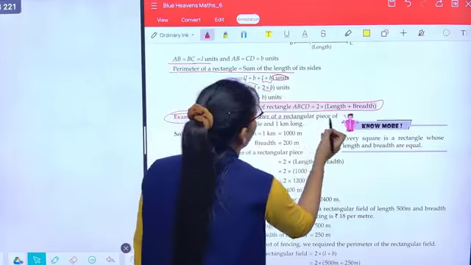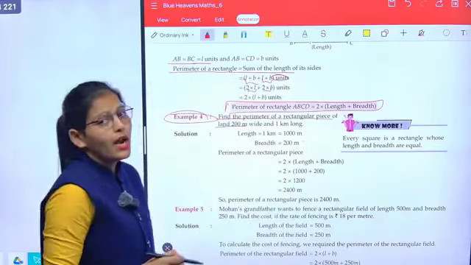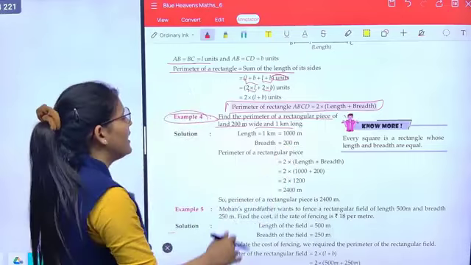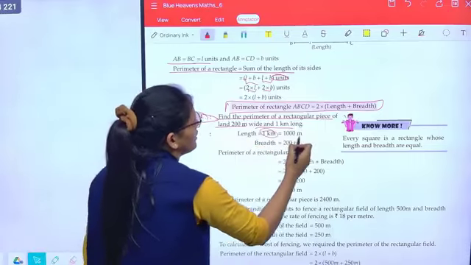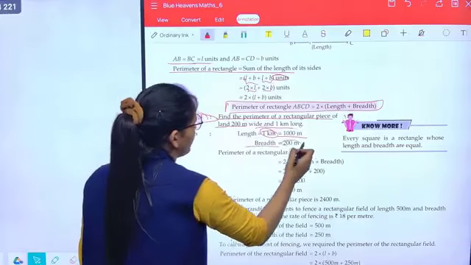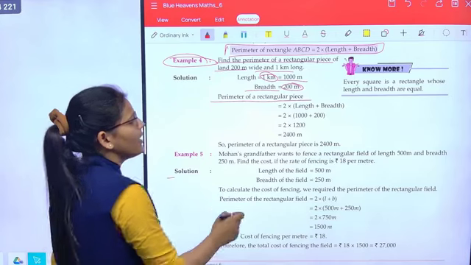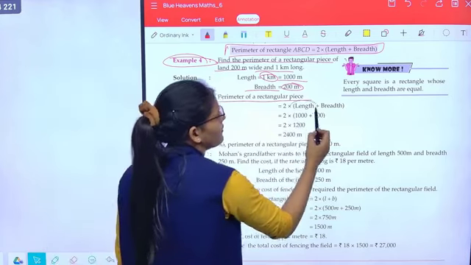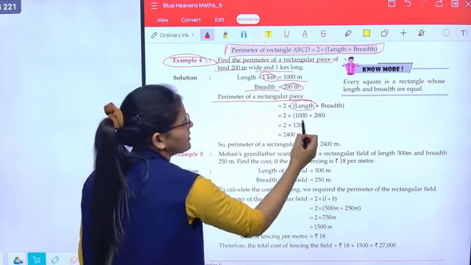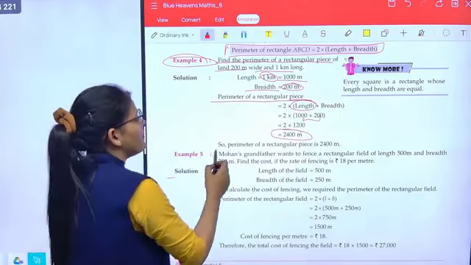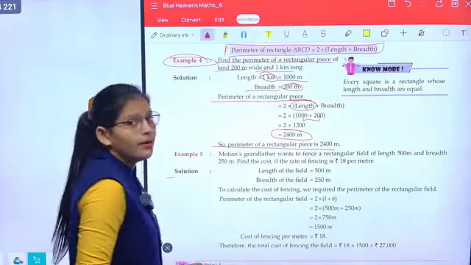Find the perimeter of a rectangular piece of land 200 meter wide and 1 kilometer long. Length 1 kilometer, 1000 meter, breadth 200 meter. Now perimeter of a rectangular piece, 2 multiply length plus breadth. So class, we will put the value of length, now add breadth, then multiply, that is 2400 meters. So perimeter of the rectangular piece is 2400 meter.